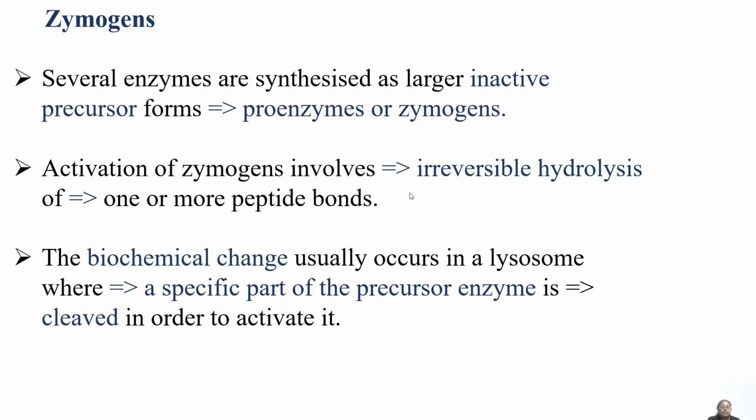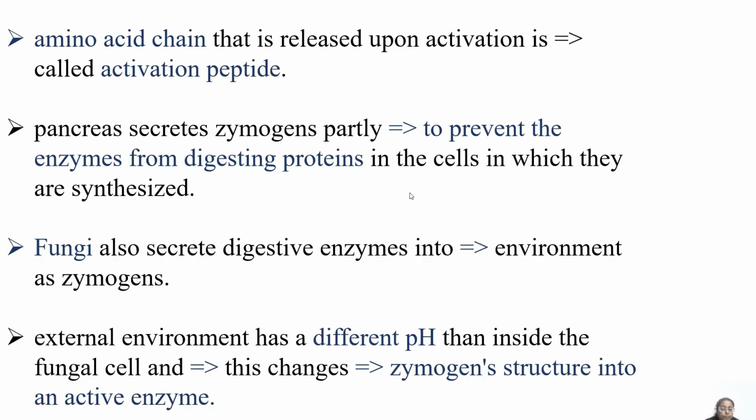The biochemical change usually occurs in a lysosome, where a specific part of the precursor enzyme is cleaved in order to activate it. The amino acid chain that is released upon activation is called the activation peptide. Now, the pancreas secretes zymogens partly to prevent the enzymes from digesting proteins in the cells in which they are synthesized. Fungi also secrete digestive enzymes into the environment as zymogens. The external environment has a different pH than the inside of the fungal cell, and this changes the zymogen structure into an active enzyme.